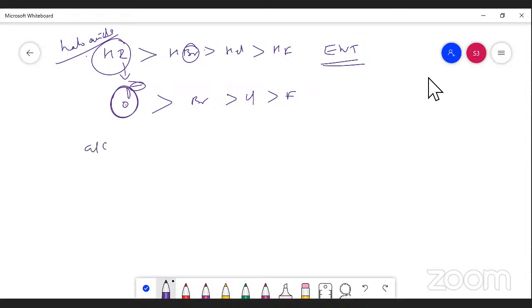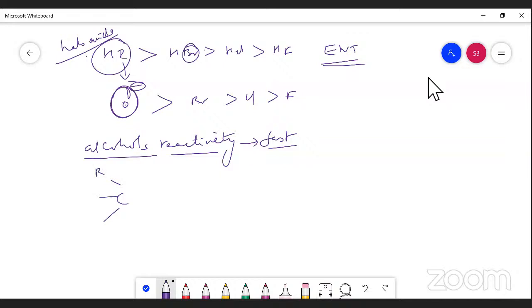Which alcohol has more reactivity? Reactivity is nothing but the ability to react, how fast the reaction is taking place. That is reactivity. Tertiary alcohol has more reactivity.